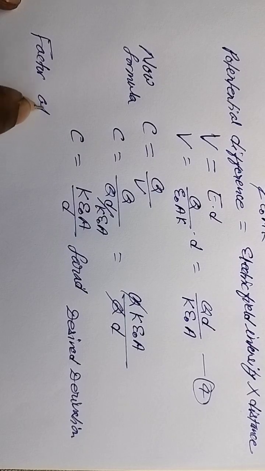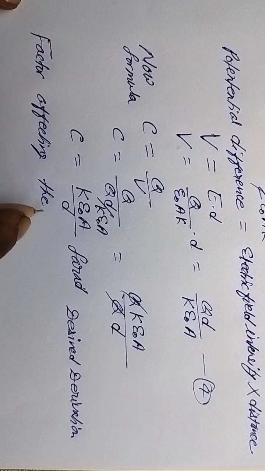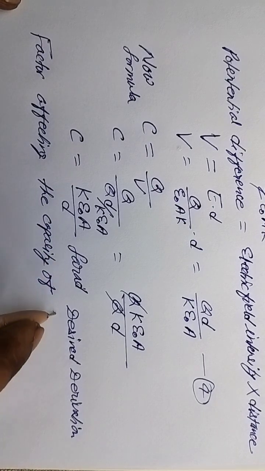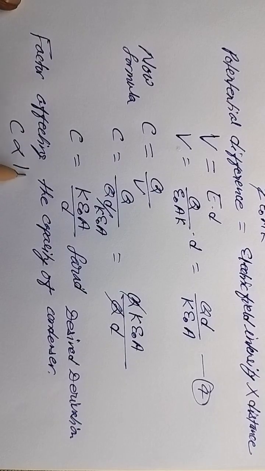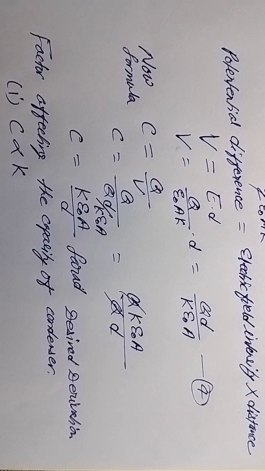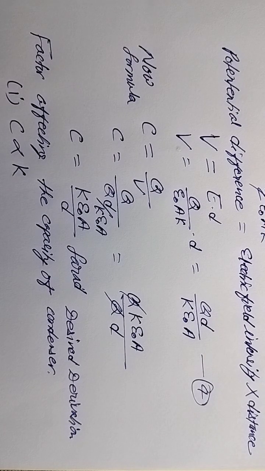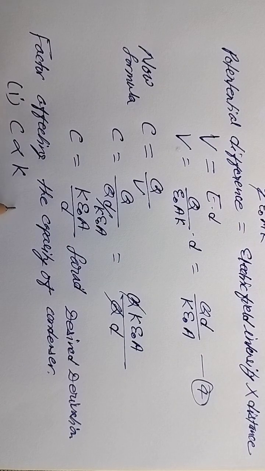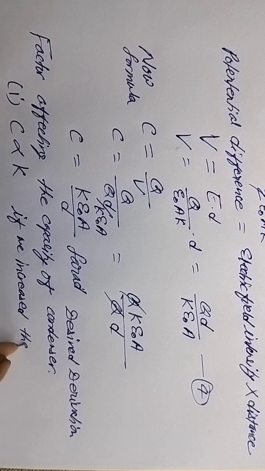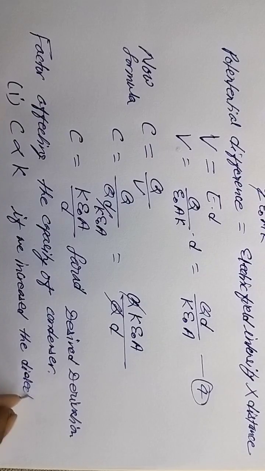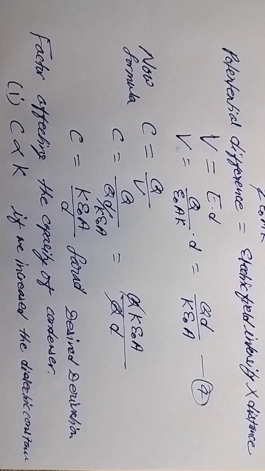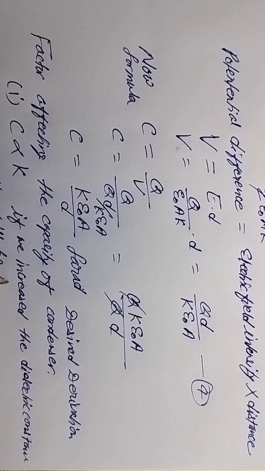Okay. Now, factors affecting the capacity of a condenser. Look, in this formula C is just proportional to K. One condition, if we increase the dielectric constant, the capacity will be increased.